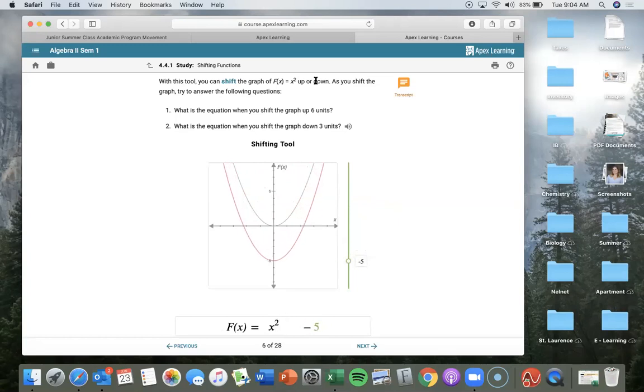So what is the equation when you shift the graph up 6 units? It starts at our original x squared, and then we're just going to add 6. So it becomes x squared plus 6. If I want to shift the graph down 3 units, it's our parent function x squared minus 3.